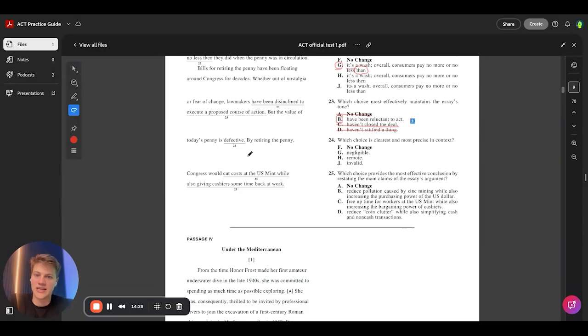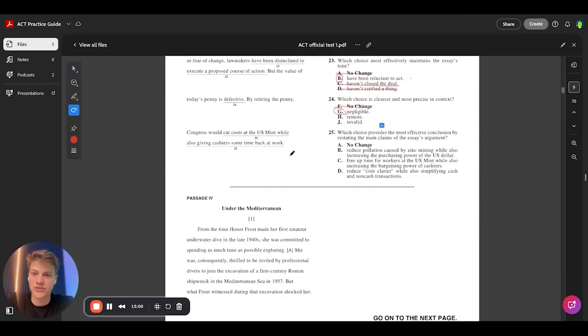But the value of today's penny is defective. Which choice is clearest and most precise in context? This is basically just choosing the correct word for the sentence. It is not going to be defective. The value of today's penny is negligible. That is correct because that means it is very small.